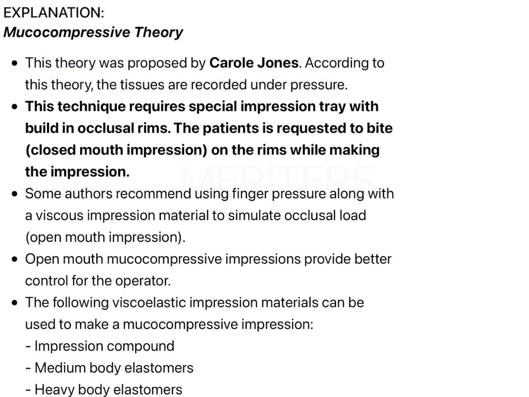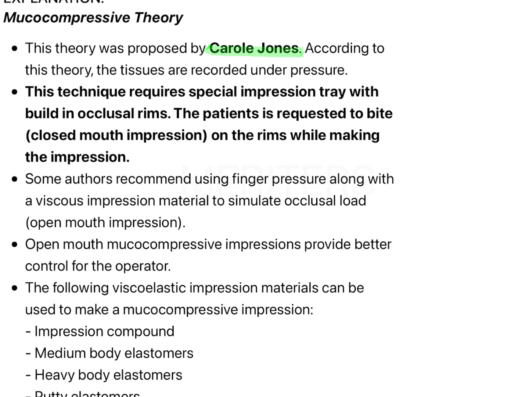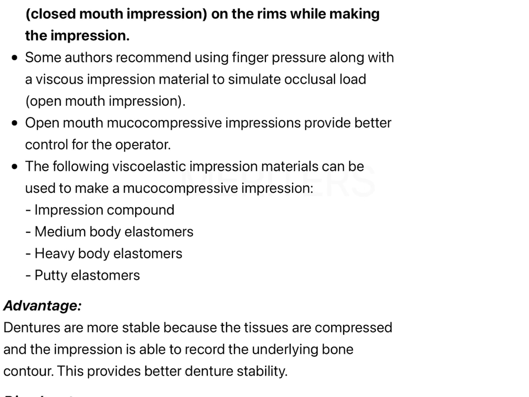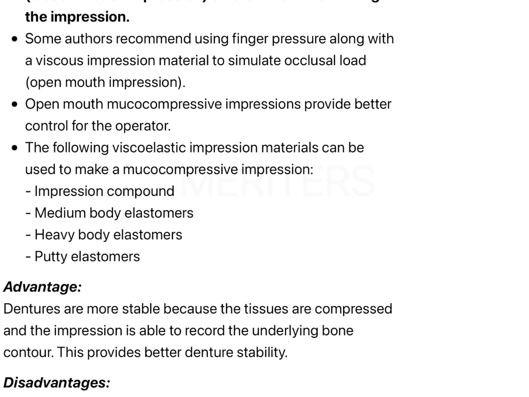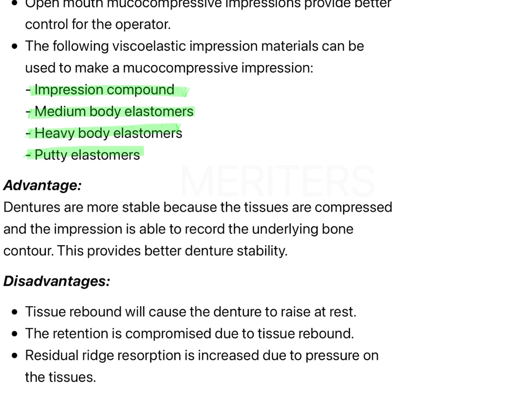Mucocompressive technique is also explained very well here in the explanation. Remember, Carol Jones is the one who gave the mucocompressive theory, and what kind of materials can be used in mucocompressive theory is important. So here you will need something that puts pressure on the tissues, like impression compound, medium body elastomer, putty consistency, and heavy body elastomers. Now it is not an advantageous technique because there will be some rebound effect and retention is compromised. So these are some important highlights from mucocompressive.